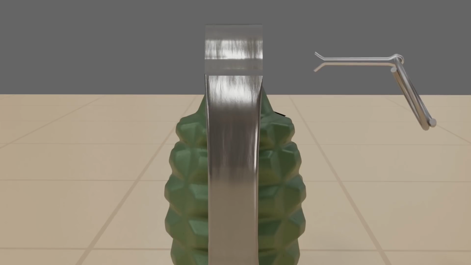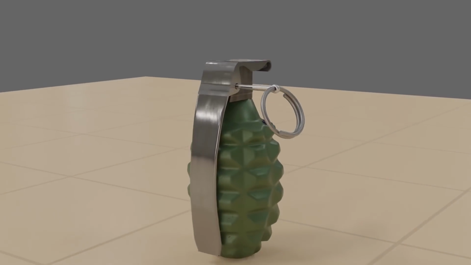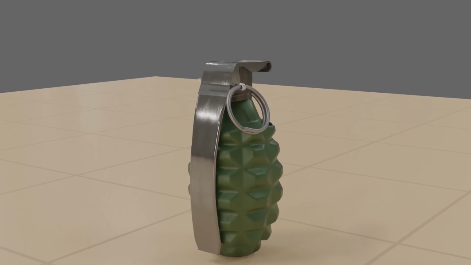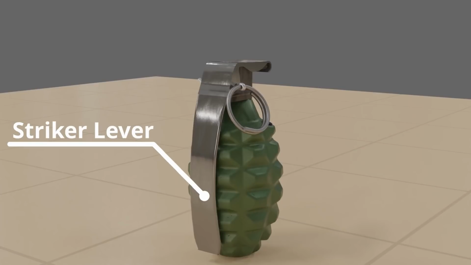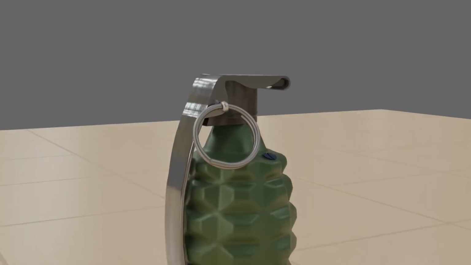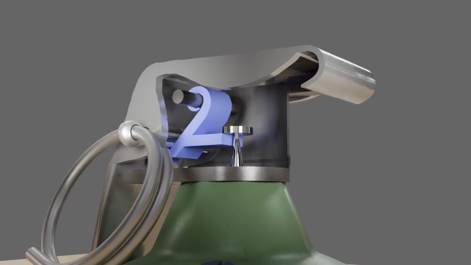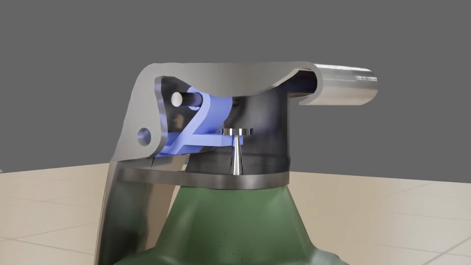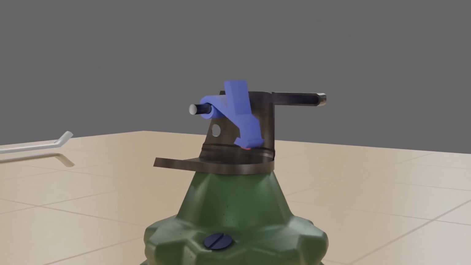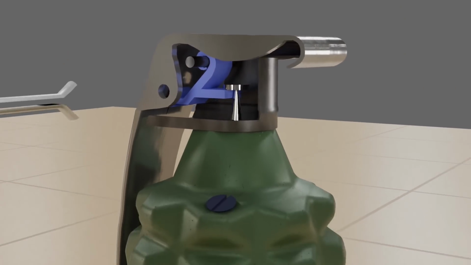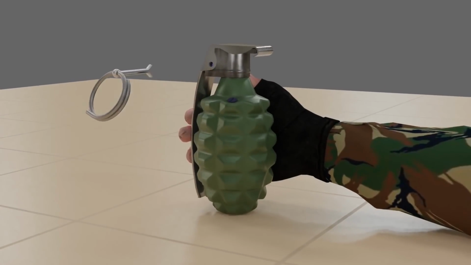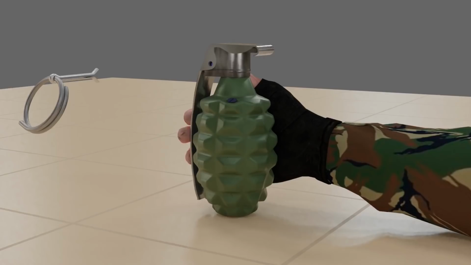This is called the safety pin. Its main function is to hold the striker lever in this position. As long as the striker lever is in this position, blast doesn't occur. If the safety pin is removed, then due to the action of the loaded spring in the grenade, the striker lever is thrown away and blast occurs. But if we remove the safety pin while holding the striker lever, blast doesn't occur.